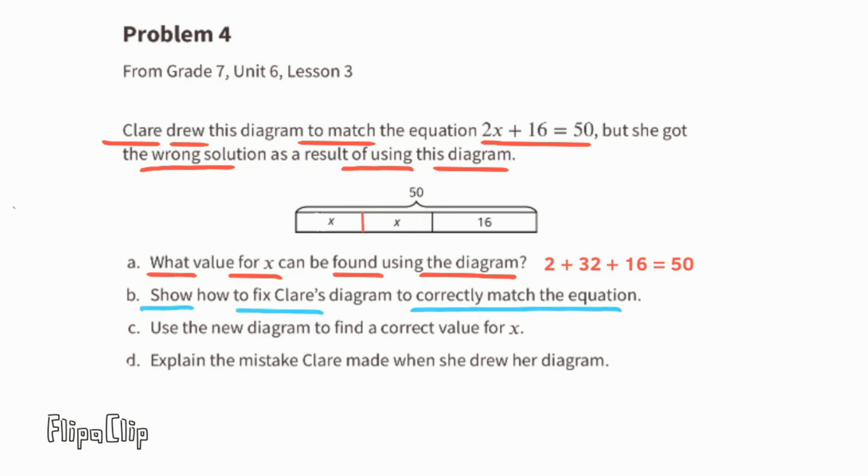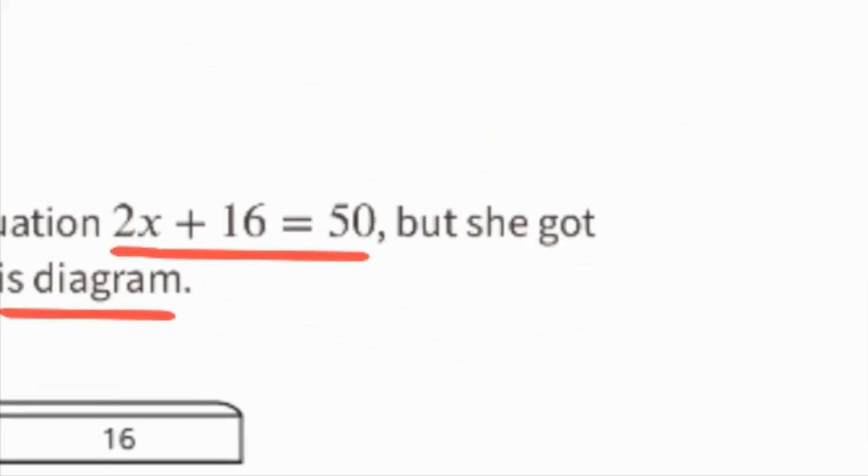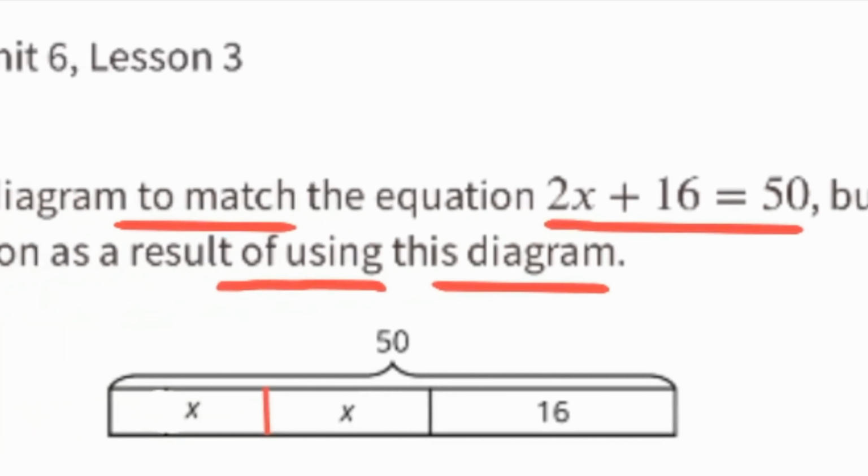B. Show how to fix Claire's diagram to correctly match the equation. Go back and look at the equation at the top of the problem. 2x plus 16 equals 50. 2x means 2 times x. So Claire's diagram needs to have x written 2 times plus 16 equals 50.